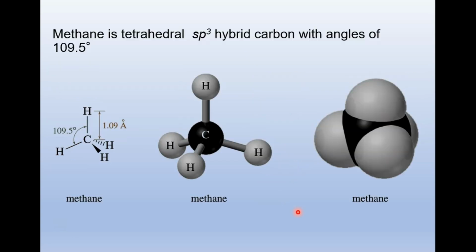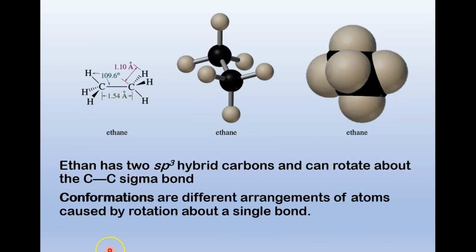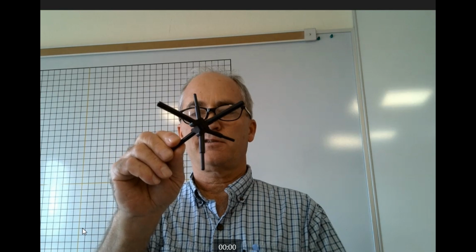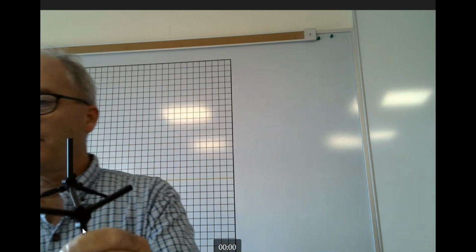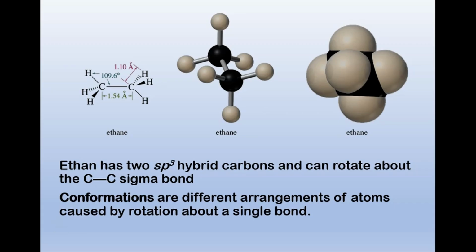This slide's kind of a review, but we're going to look at how sigma bonds can rotate. So here is ethane, and I can rotate these bonds. Here's the sigma bond rotation of ethane, we might see some interesting things. Eclipsed and staggered. Eclipsed and staggered.